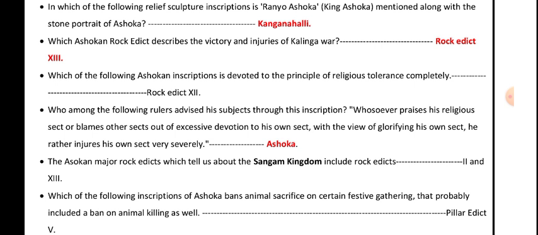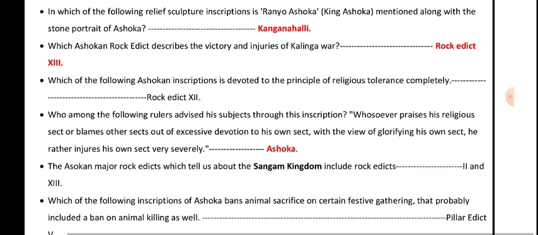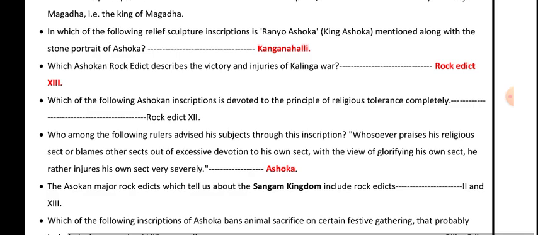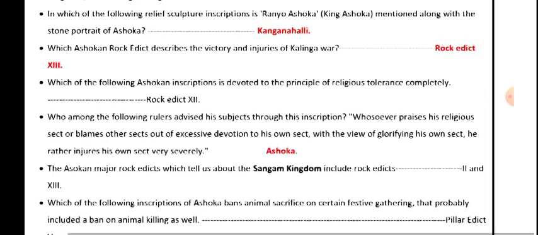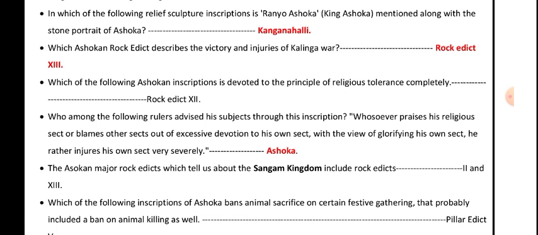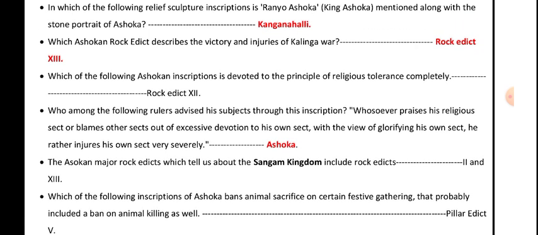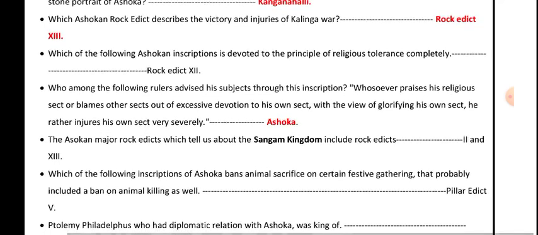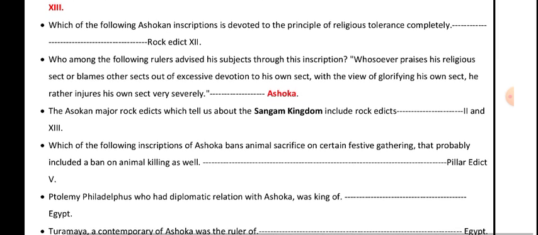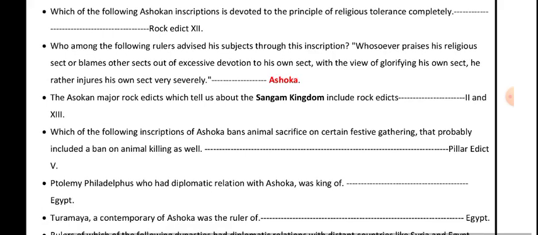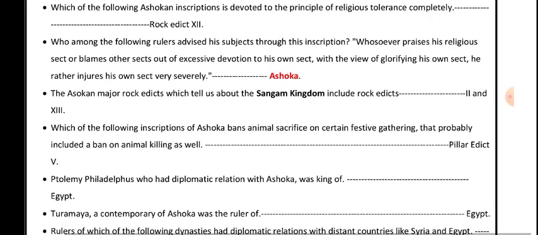In which of the following relief sculpture inscriptions is King Ashoka mentioned along with the stone portrait of Ashoka? Kanaganahalli. Which Ashokan rock edict describes the victory over Kalinga? Rock Edict 13. Which of the following Ashokan inscriptions is devoted completely to the principle of religious tolerance?